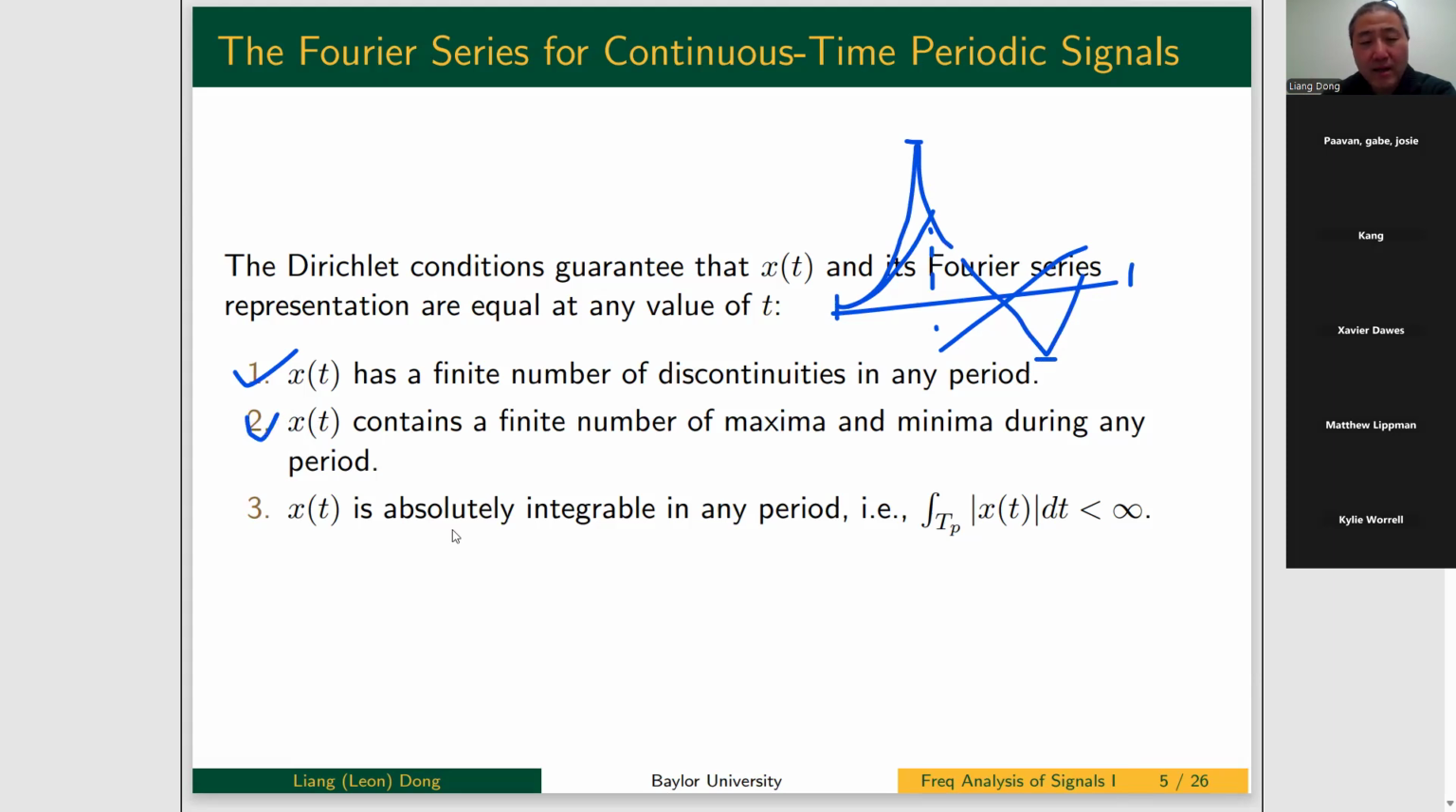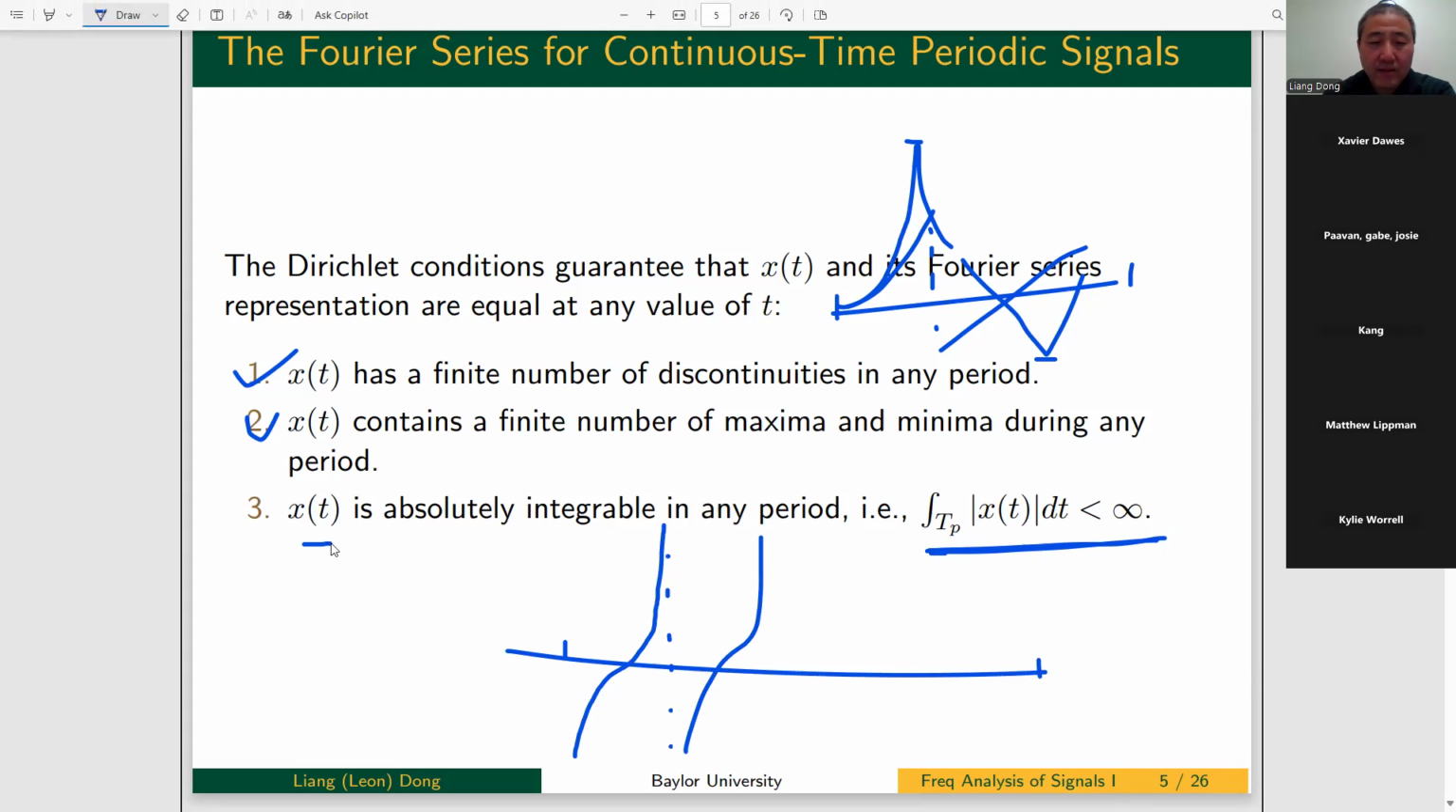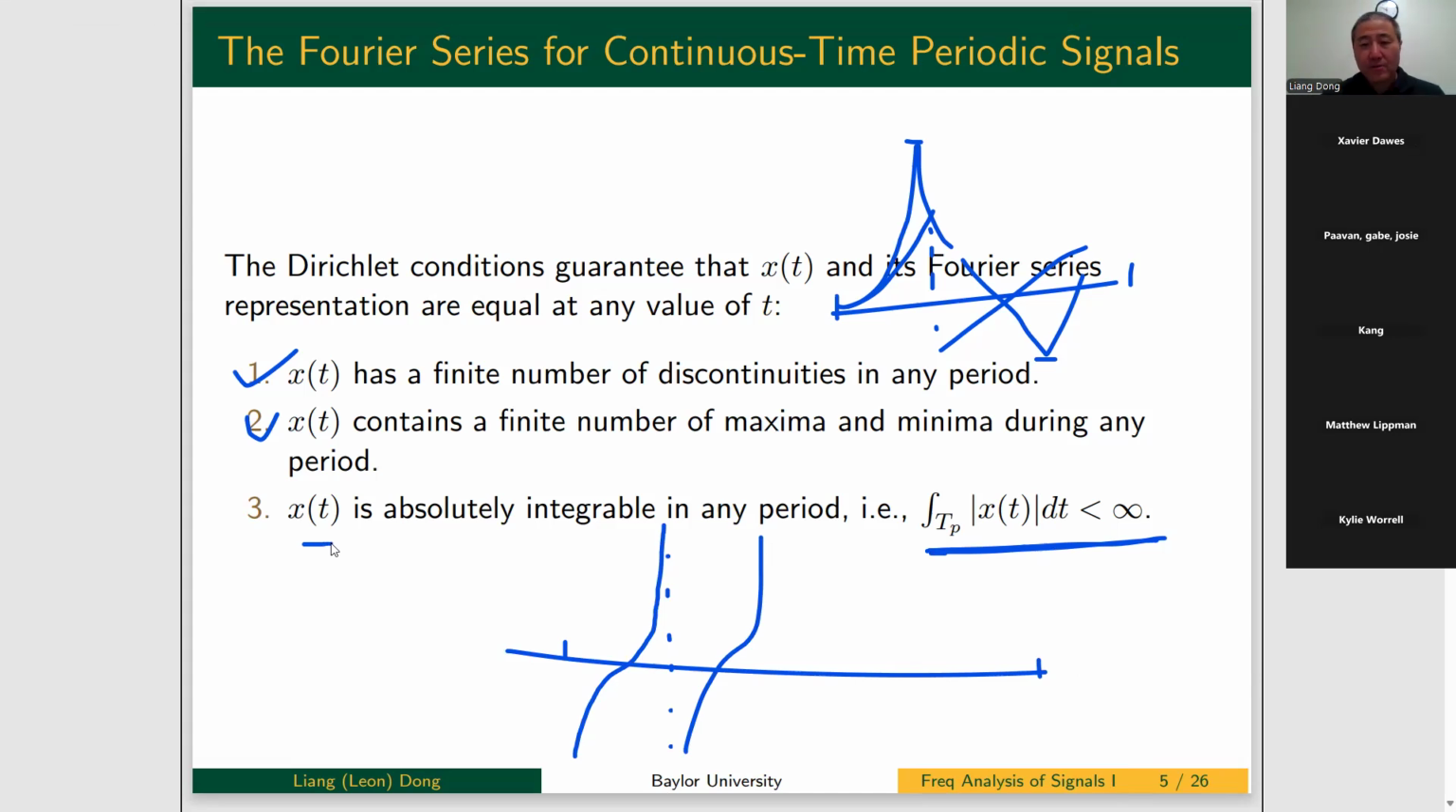And the third one is x(t) is absolutely integrable in any period, which means I do have a signal that's integrable like this. You may have some very weird signals, like from minus infinity to infinity, but those are not practical signals because in practice x(t) always has a finite value. So again, in practice, this is also satisfied. These three conditions need to be satisfied in order for me to get a valid Fourier series expansion.